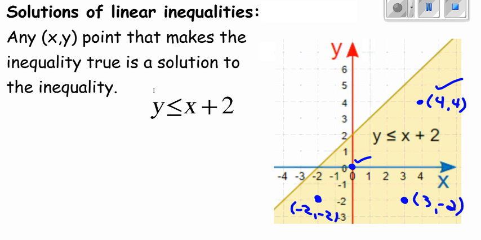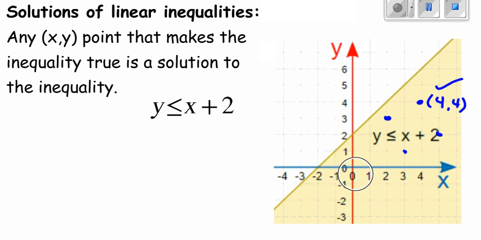So here's the thing. I could pick any point over here, any of these points, even if it's not in the grid, even if they're fractions, and plug in the x and y coordinates of that point, and it would make that inequality true.